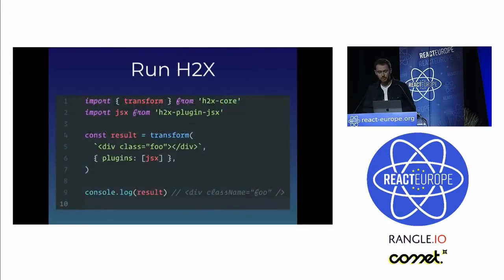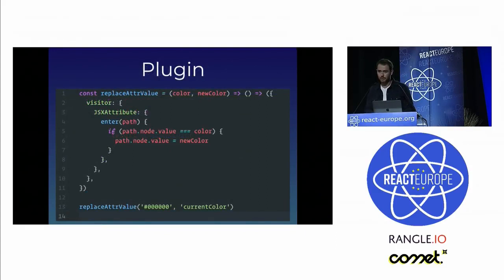This is an example of how to run H2X. Basically, you can see that you have HTML code, and in the output, you have some JSX code. You can see that the class has been changed into className, and the tag is now auto-closed.